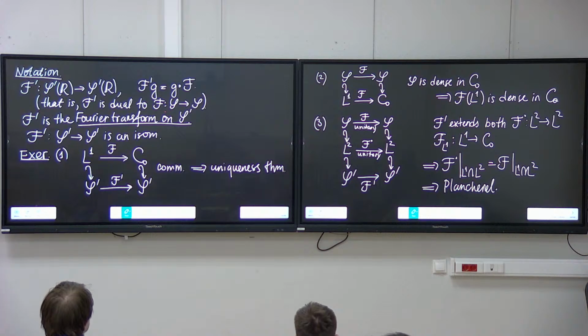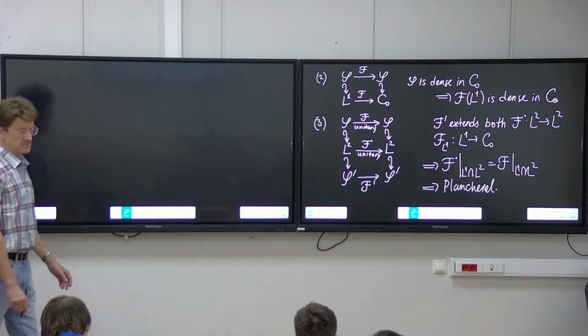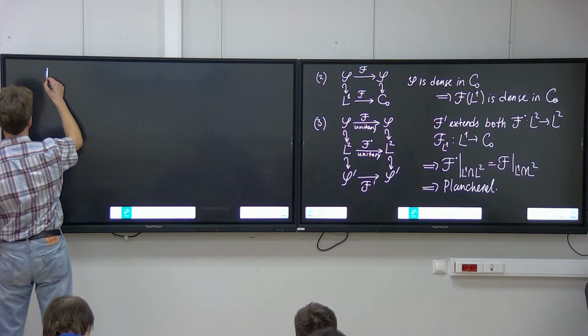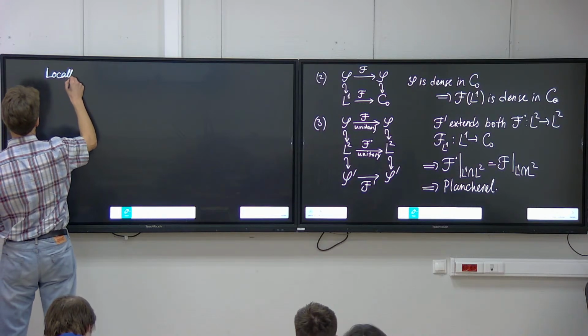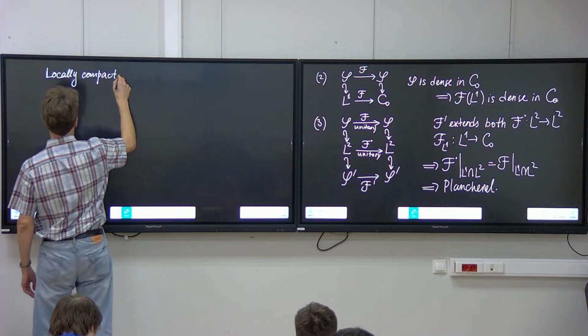So now our next strategic goal will be to extend all these results to arbitrary locally compact abelian groups. So to begin with, let's recall some standard facts on locally compact spaces. Locally compact spaces and Radon measures.